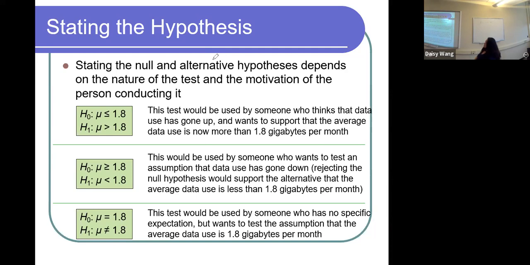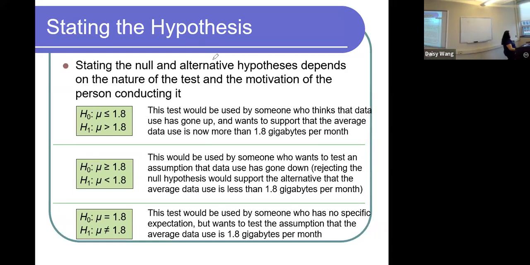And the last one is a two-tailed test. Okay, we just want to know whether or not the average data usage is 1.8 gigabytes. Okay, so we have to tell whether it's within that range that we talked about. If it's within, then we fail to reject. But if it's outside the range, we can reject. Well, we don't think the average usage is 1.8.